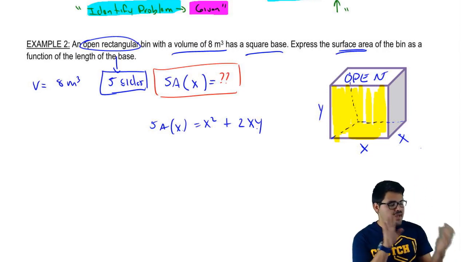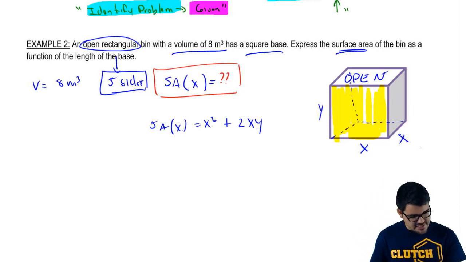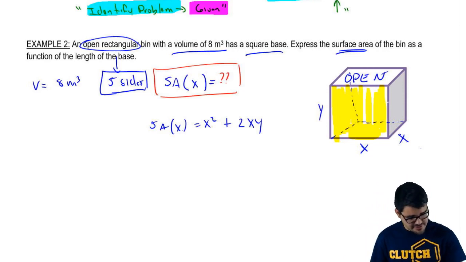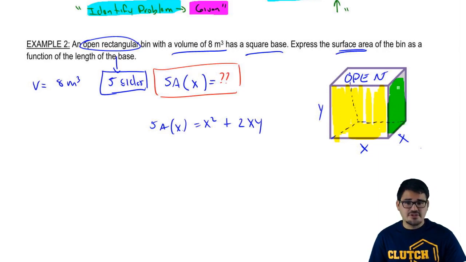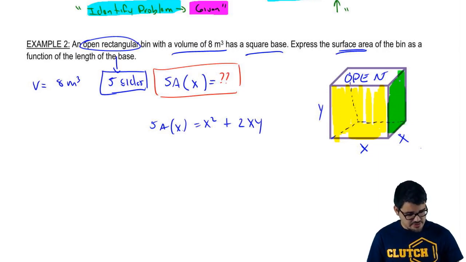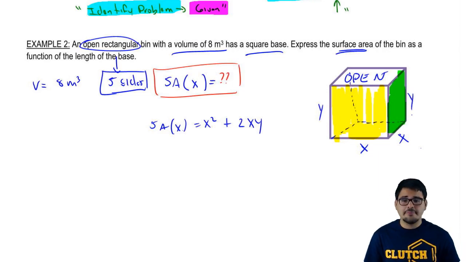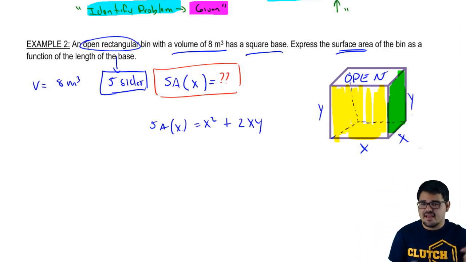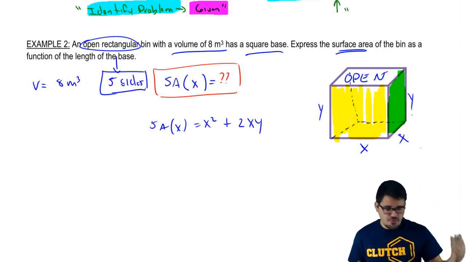But how about these guys? How about the left and the right? Well, those are going to be exactly the same because, for example, I'm going to do it over there in green. This side, which is going to be my right side, is going to be x times y because it's going to be the base times the height. And the height is going to be the same for the whole bin.